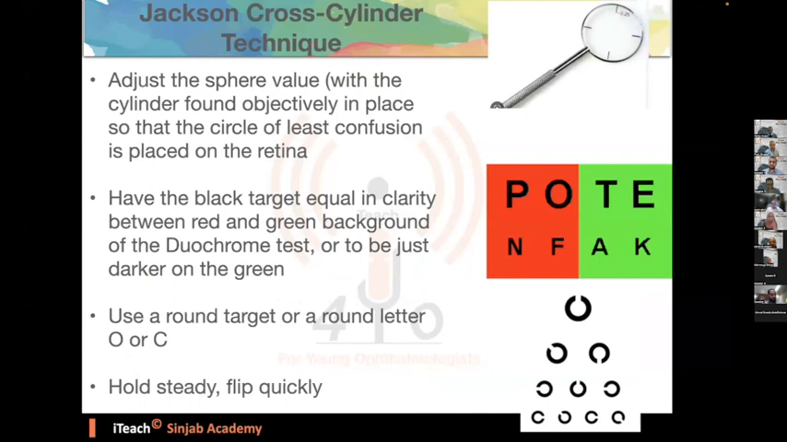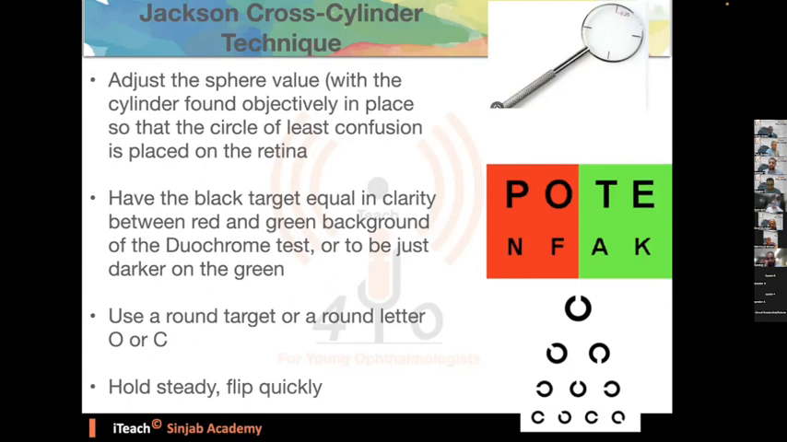Now, regarding the Jackson cross cylinder technique, we have 2 aims. The first one is to check the axis of the astigmatic lens prescription. And the second important part is to check the cylindrical power. So we adjust the sphere value with the cylinder found objectively in place so that the circle of least confusion is placed on the retina.